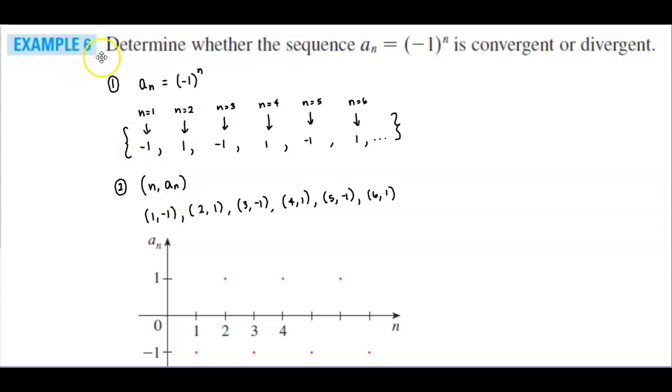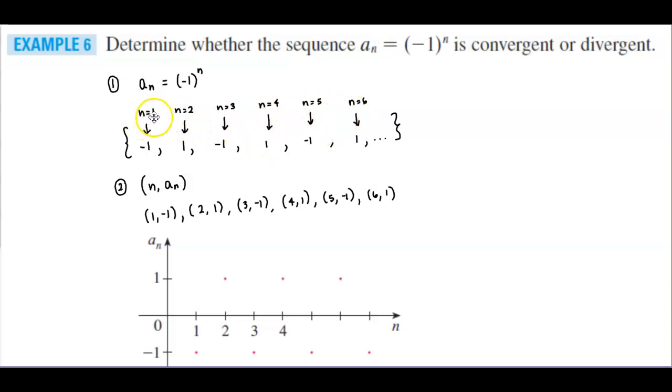In example 6, we want to determine whether the sequence a subscript n, which is equal to the quantity -1 to the power of n, is convergent or divergent. So in step number 1, we write down what the sequence is. And then before we do anything, let's just see what the sequence looks like after we evaluate it for n equal to 1 all the way to n equal to 6.